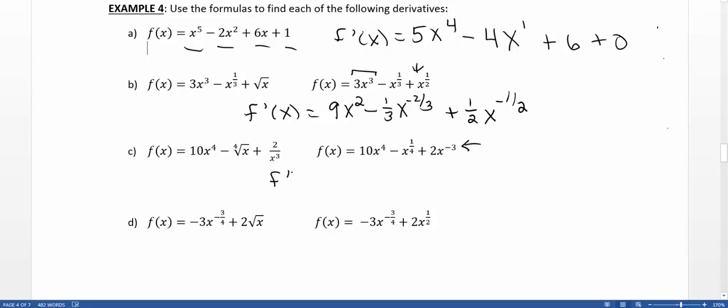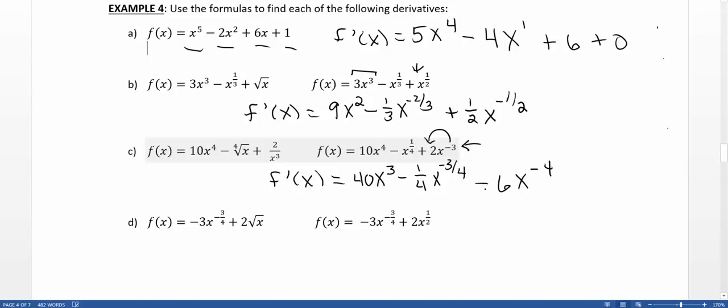So now we again can go term by term and take the derivative. So the first term, the 4 comes down to multiply the 10, giving me 40x cubed, minus the 1/4 comes down, 1/4 minus 1 is negative 3/4. Now here, the negative 3 is going to come down to multiply the 2. So I'm going to write this as minus 6x to the negative 4. And again, it's minus because this negative 3 multiplied the 2, which would give me plus negative 6. So instead, I'm going to write it as minus 6x to the negative 4.